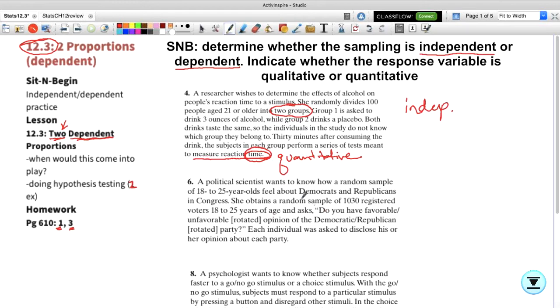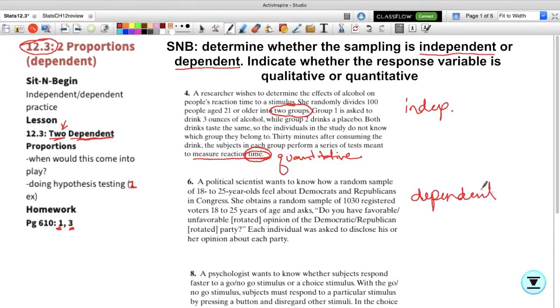So, right here, we're taking a look. Okay, she's doing a random sample. She obtains a random sample of registered voters. She asks, do you have a favorable or unfavorable opinion about the Democratic or Republican Party? So what she does is she asks the first question, do you have a favorable opinion about the Democratic Party? Then she asks, do you have an unfavorable opinion of the Republican Party? So really, she's asking the same people a question twice. Okay, since the sample is going to be the first question and then the second question, this would actually be considered a dependent problem.